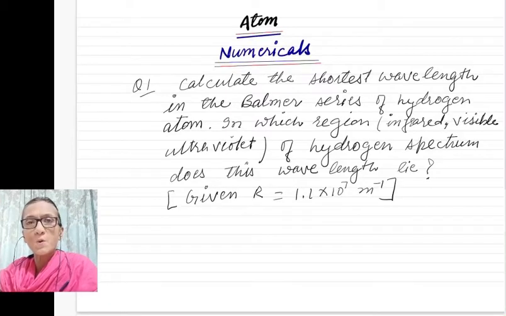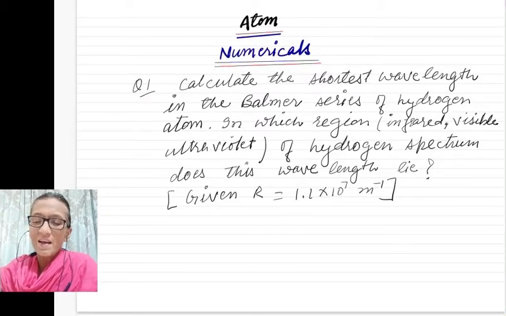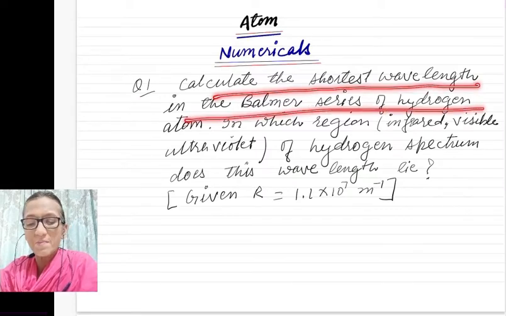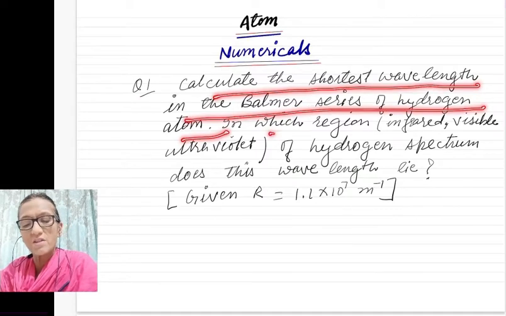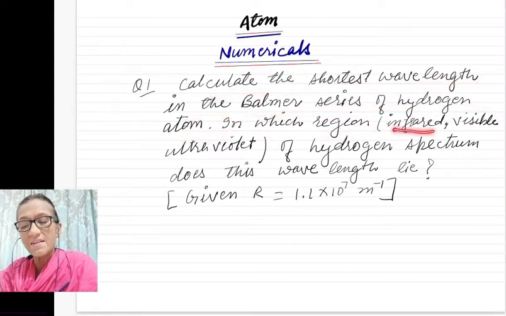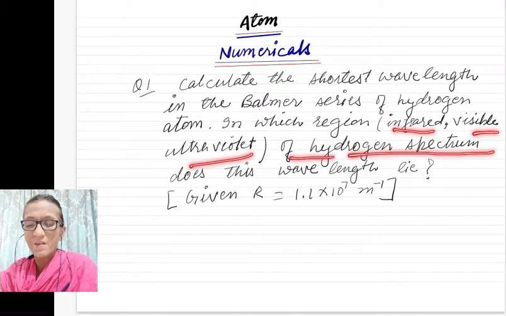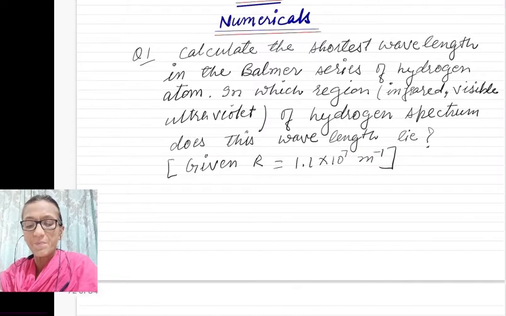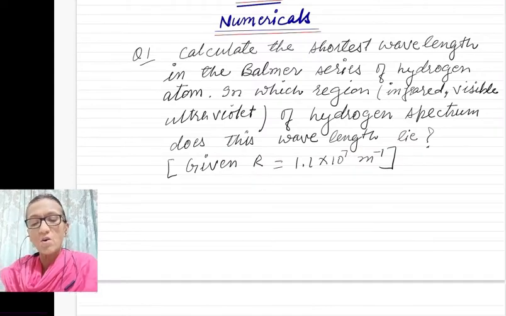Numericals related to atoms. Here you have question number 1. Calculate the shortest wavelength in the Balmer series of hydrogen atom. In which region, infrared, visible, ultraviolet, of hydrogen atom spectrum does this wavelength lie? Rydberg constant also is given.